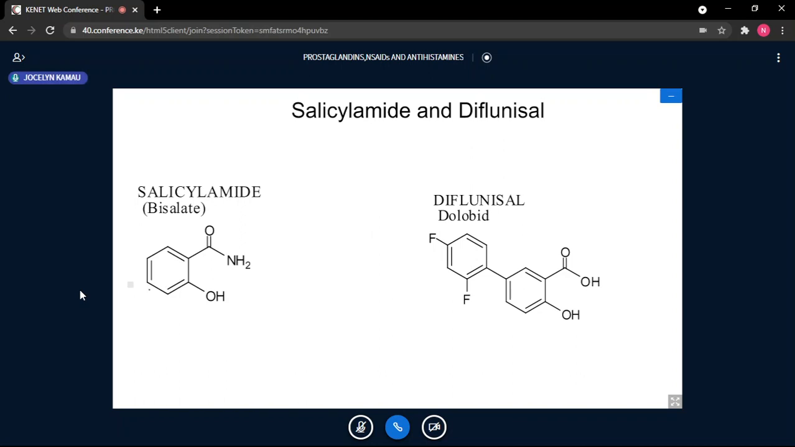So that finishes the first group of the salicylates, because the ones we are going to go to are just very slightly different. Is there any question? Any question? Give me a minute.